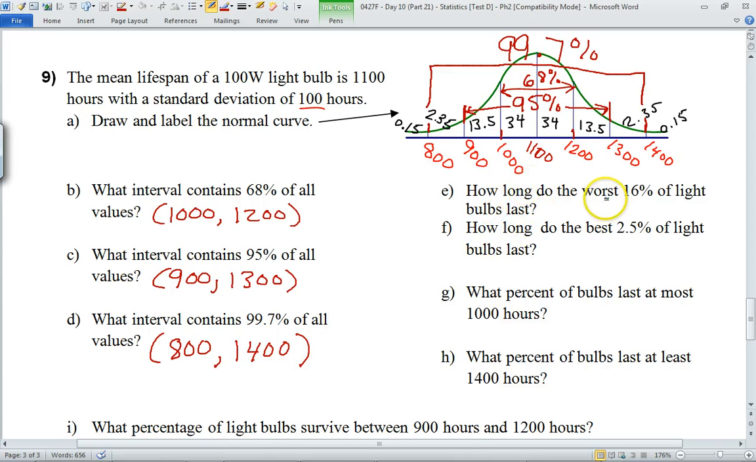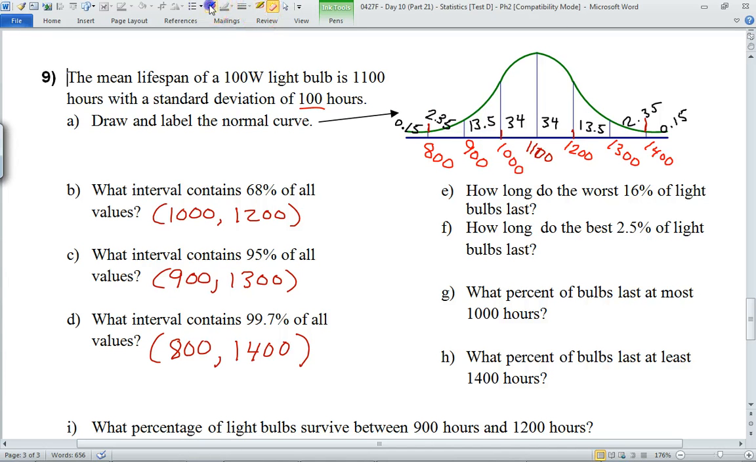How long do the worst 16% of light bulbs last? The worst 16%. So we're going to be down on the left end. Let me erase some of this clutter here, so we can see better. The worst 16% is just a matter of how many of these bottom intervals it takes to make 16%. It turns out that if I add up the bottom 3, that's going to make 16%.